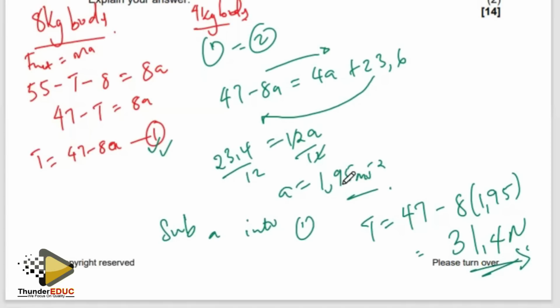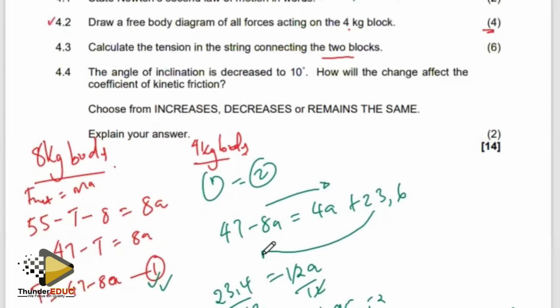Then we move on. 4.4. 4.4. They're telling us that the angle of inclination is decreased to 10.